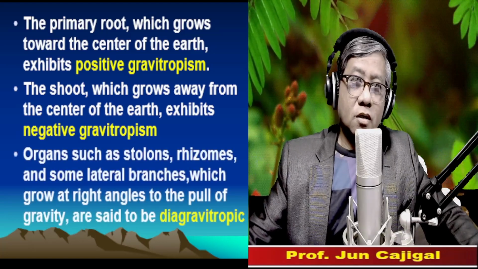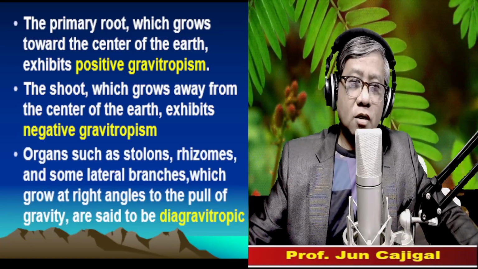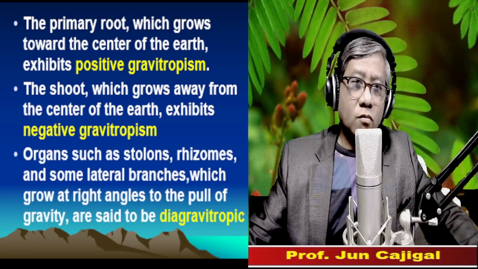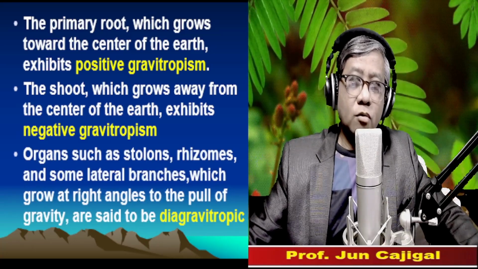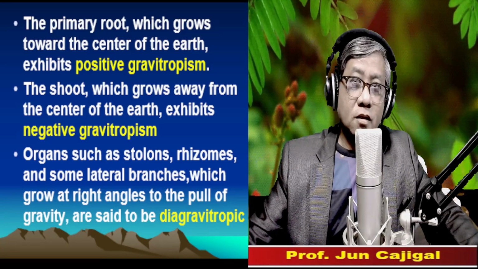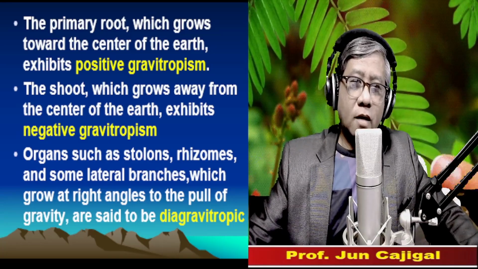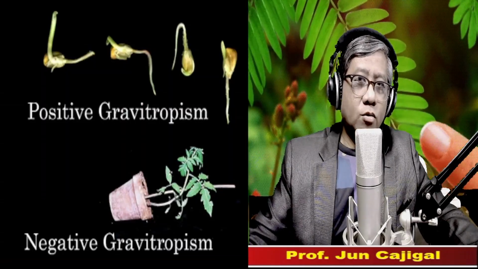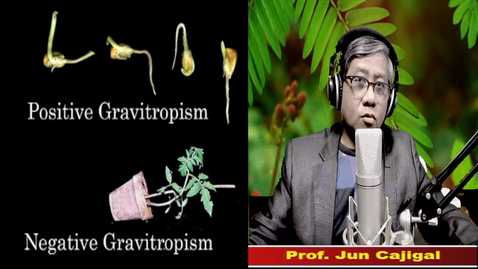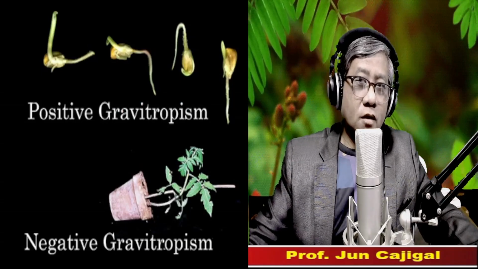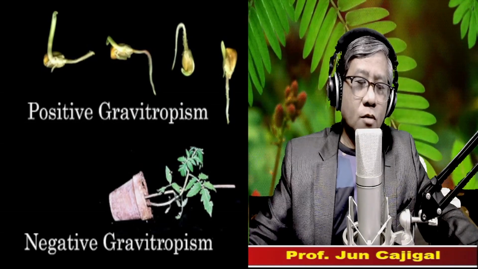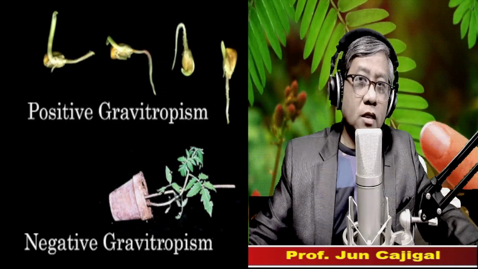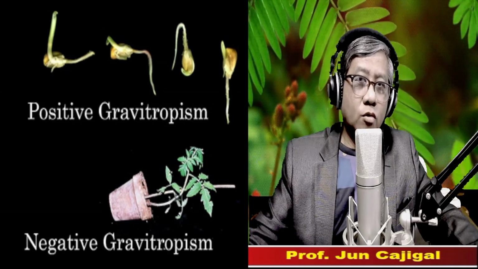Now, organs such as stolons in the case of fungi, rhizomes, and some lateral branches of plants which grow at right angles to the pull of gravity are said to be diagravitropic. So again, in positive gravitropism, the primary root goes towards the direction of the pull of gravity, while in negative gravitropism, the plant shoot grows away from the direction of the pull of gravity.